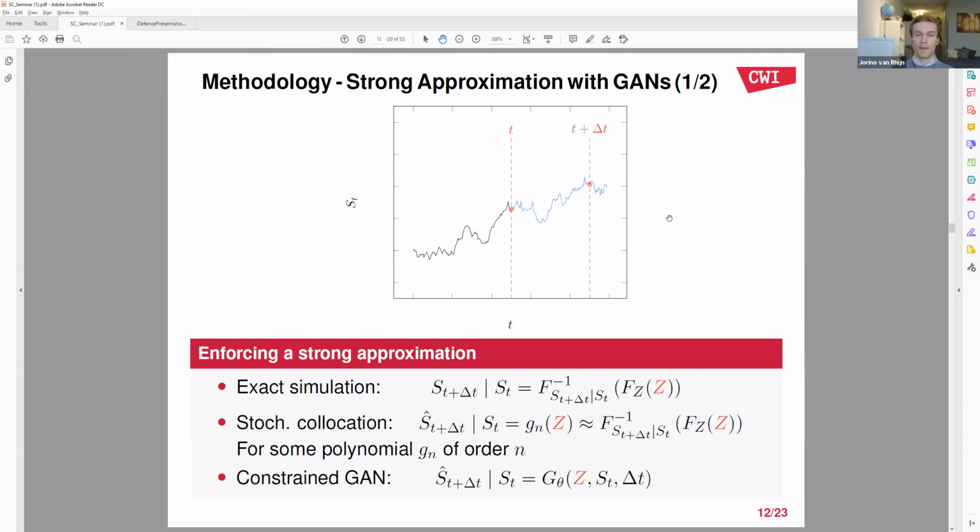And the idea basically behind what I call the constrained GAN, that's been a working name that I'm still using, is to not use a polynomial approximation, but to use a neural network approximation based on that same Z. So why is that important? Because all the randomness in the process is captured in this Z.